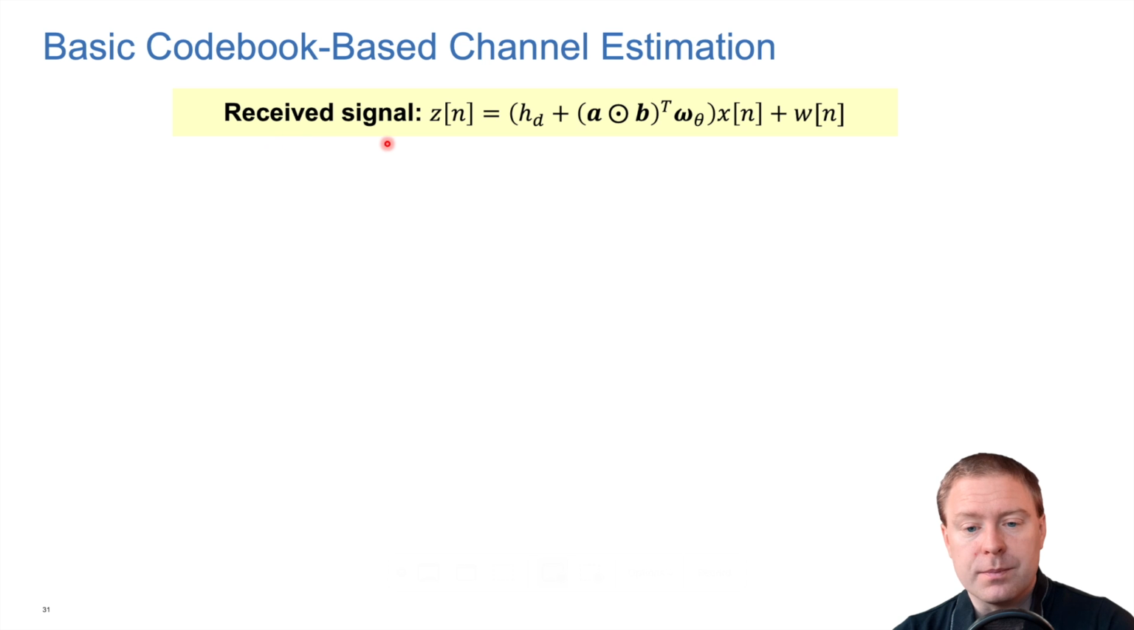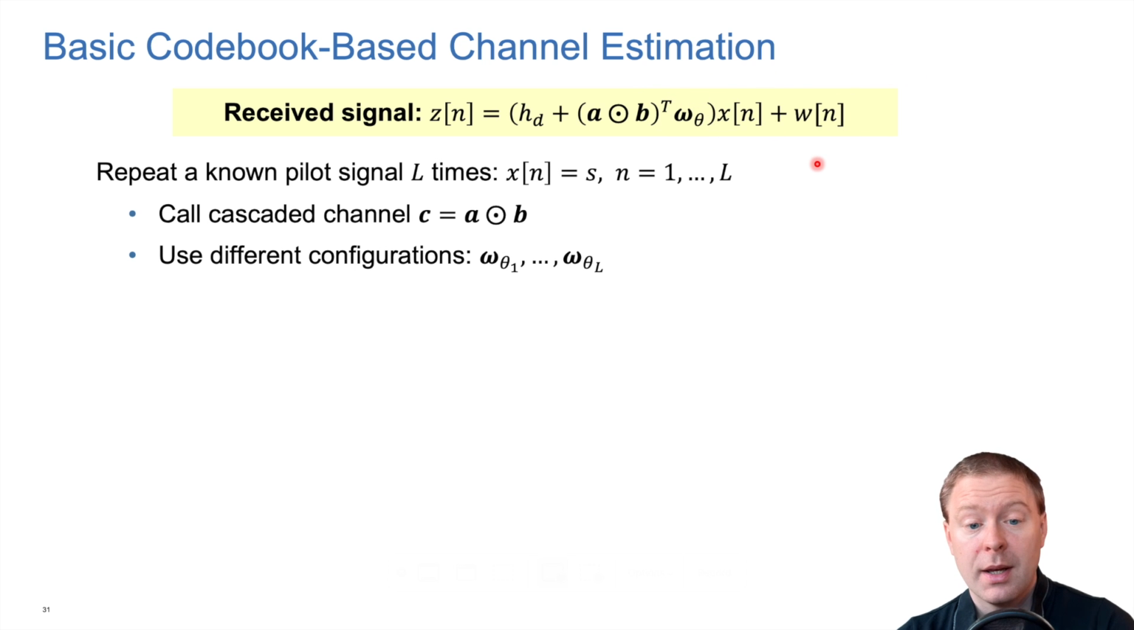So the received signal, s tilde of n at time n, will be a transmitted signal multiplied with the channel that we described earlier: a direct path, and then an element-wise product between the channels to and from the surface, and then we have the configuration vector here, and then we add the noise. And say now that we are repeating the same signal L times.